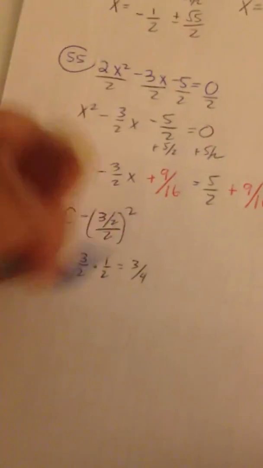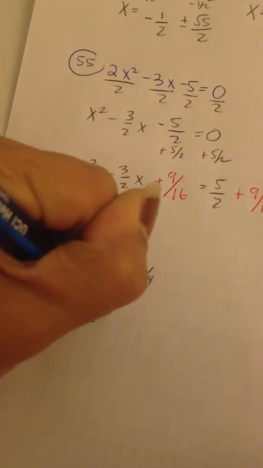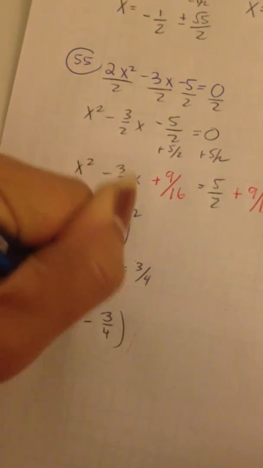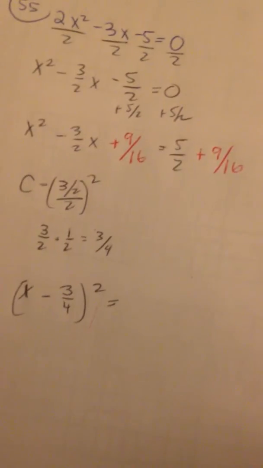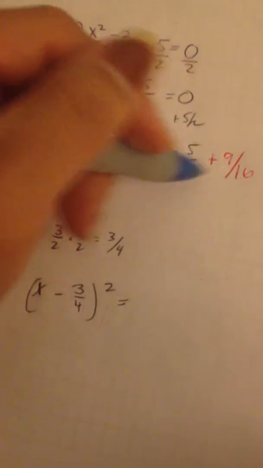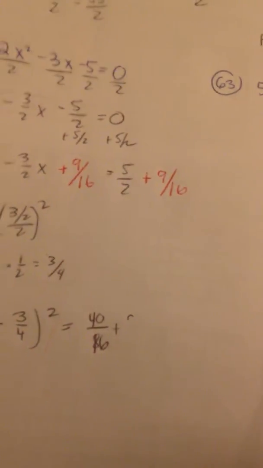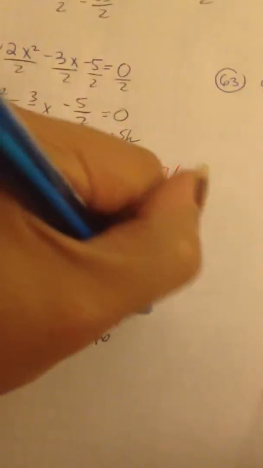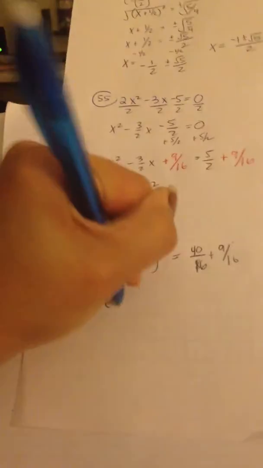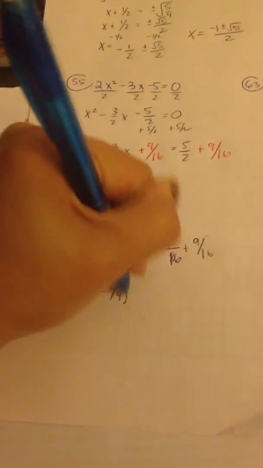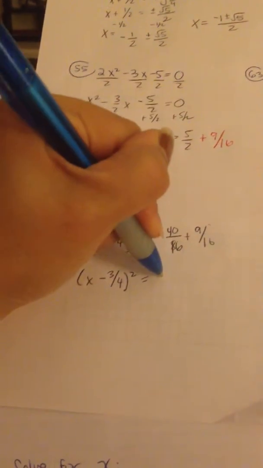On the left side you have a square now. It's going to be x minus 3/4 squared. On the right side, 5 halves plus 9/16. Your teacher probably wants you to have common denominators. Times this by 8 over 8, which is 40 over 16, plus 9 over 16. Cool. Super ugly. Oh, it turns out nice though. X minus 3/4 squared equals 49 over 16.